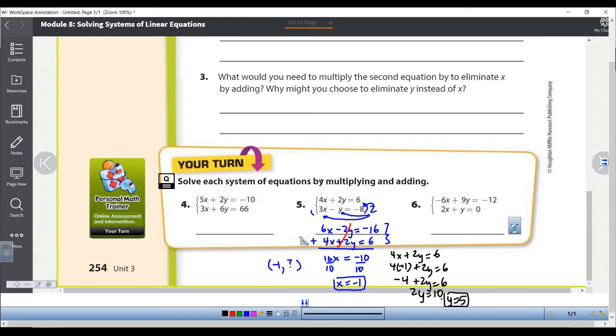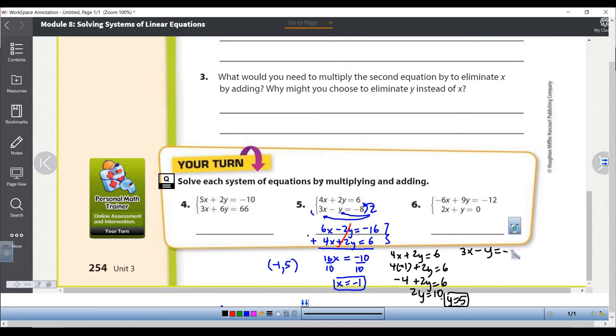So what is my answer? My answer is negative 1, positive 5. Negative 1, positive 5 is the value of x and y that's going to make both of these equations true. Now, I used the first equation to find the answer, so you know by now what I'm going to do with that second equation. That's right, I'm going to check my answer.